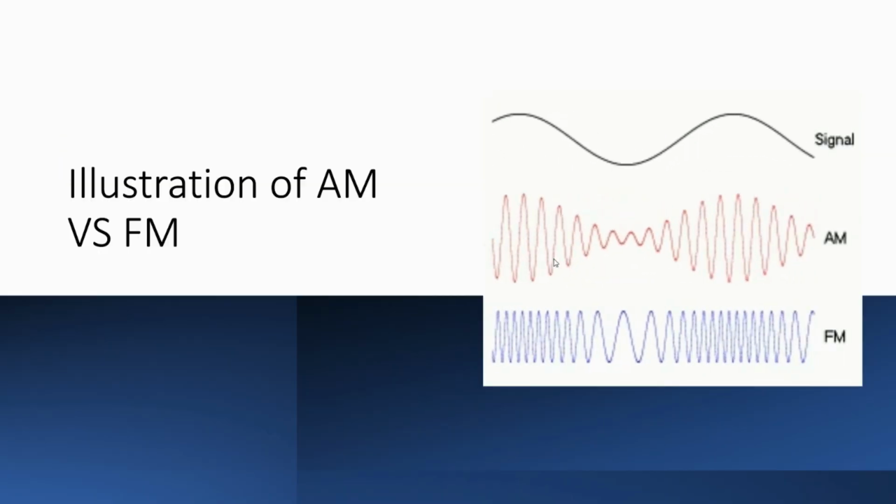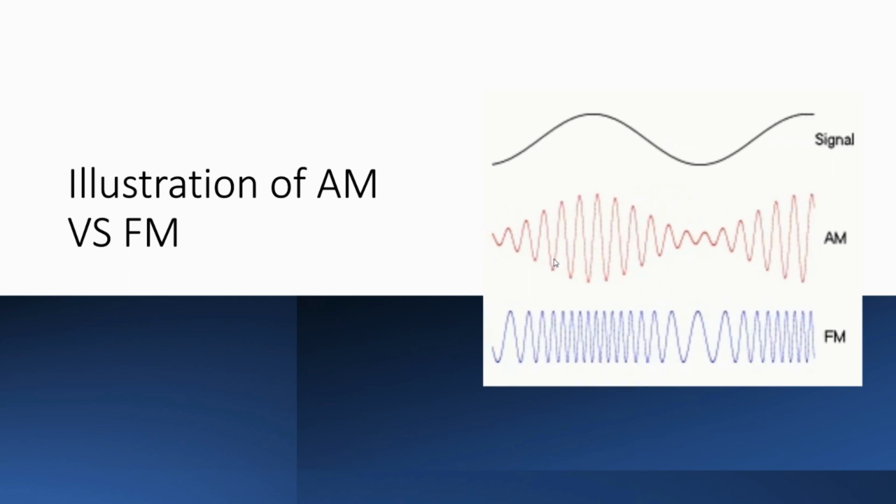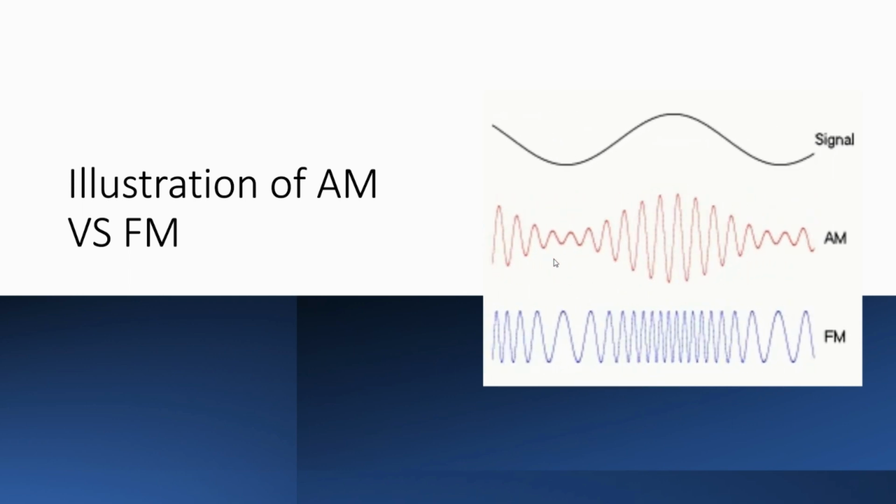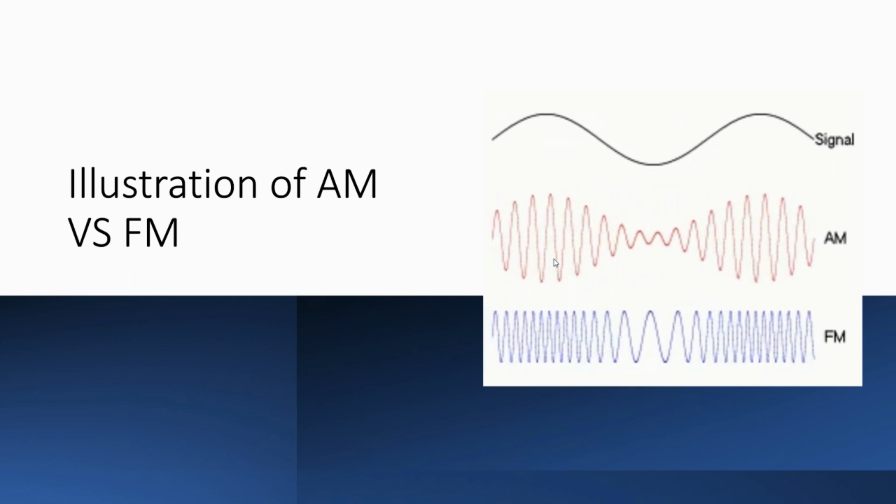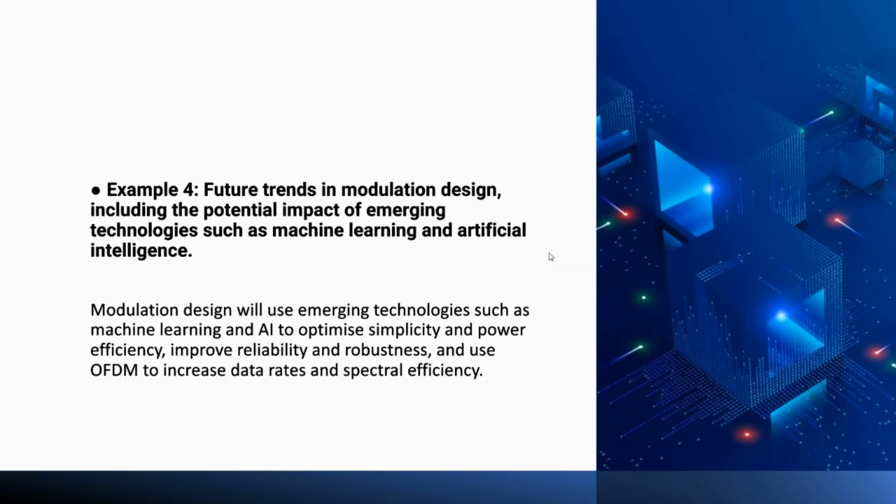I have included this illustration because it gives a good visual representation of AM and FM modulation. Let's talk about the future of modulation. Future trends in modulation design include the potential use of machine learning and artificial intelligence to improve modulation techniques. This can lead to more efficient use of the available frequency spectrum, higher data rates, and better signal quality.